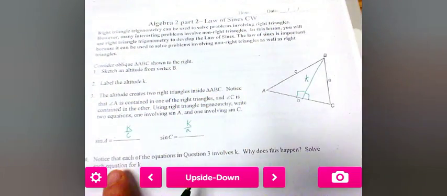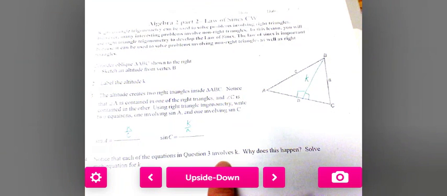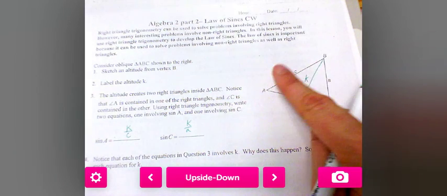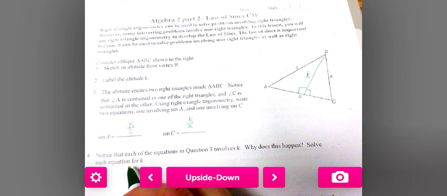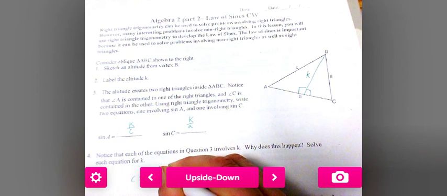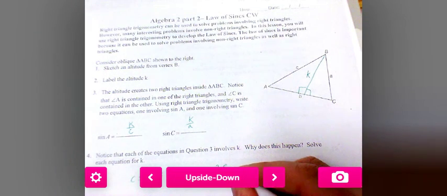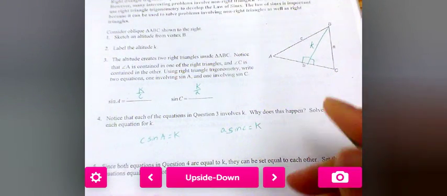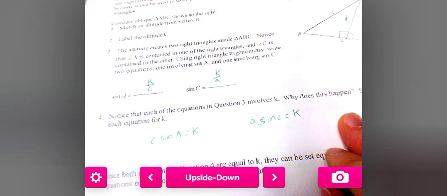Okay? Notice that each of these equations in question 3 involves K. Why does this happen? Because K is a shared side for both of them. We're going to solve each equation for K, so that means just multiplying both sides by what's on the bottom. So c sine A equals K and a sine C equals K.